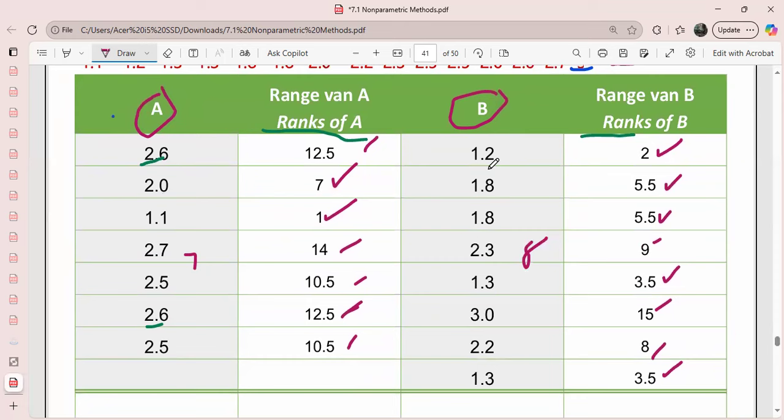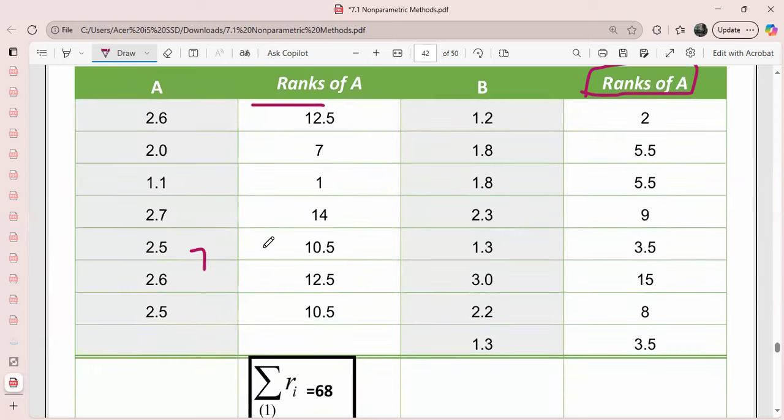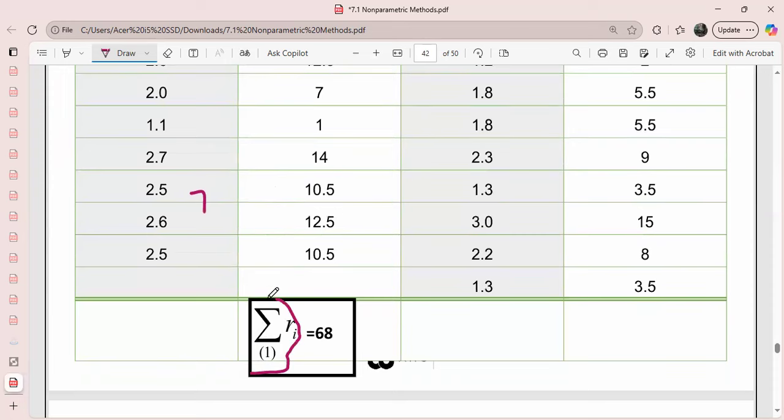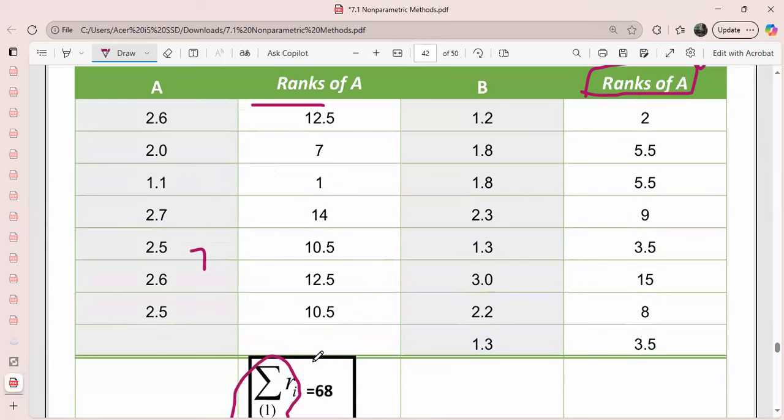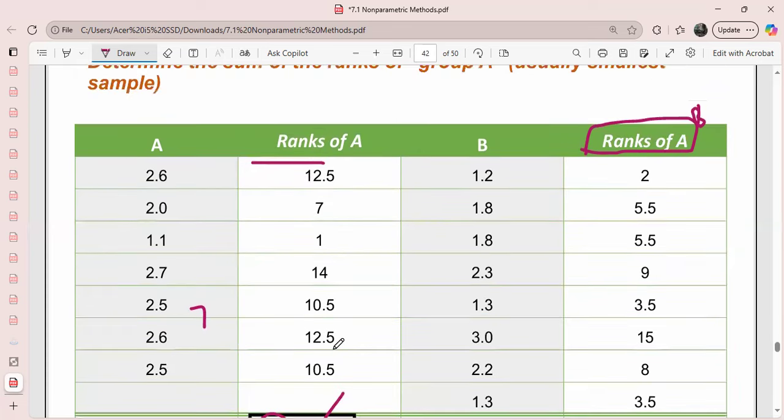So we say that we take the sum of the ranks of the smallest sample, which is the one for A. That's the reason why the whole thing here is under the ranks of A. Here it was supposed to be the ranks of B. Under the ranks of A. Let's see how it's valid. They got 68. It's 12.5 plus 7 plus 1 plus 14 plus 10.5 plus 12.5 plus 10.5. Well, it's 68. You saw how they got it.